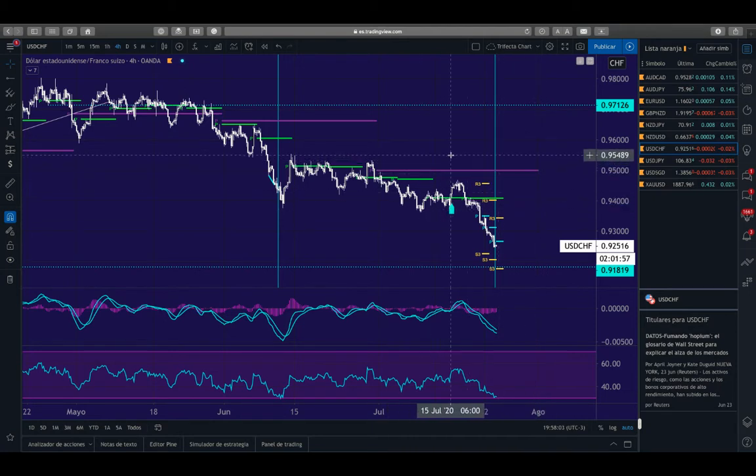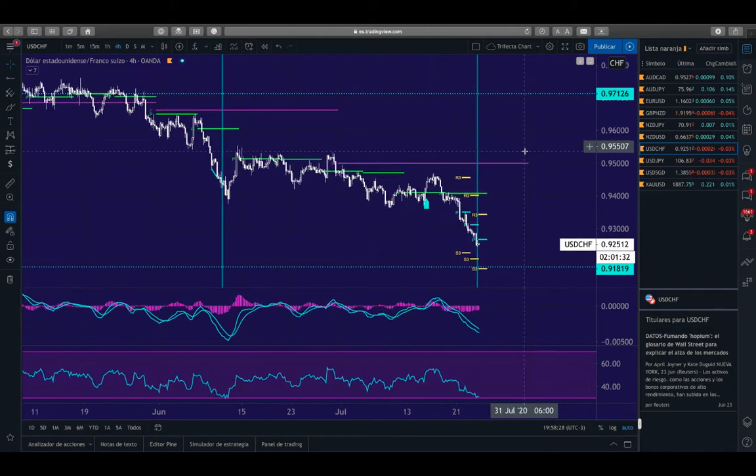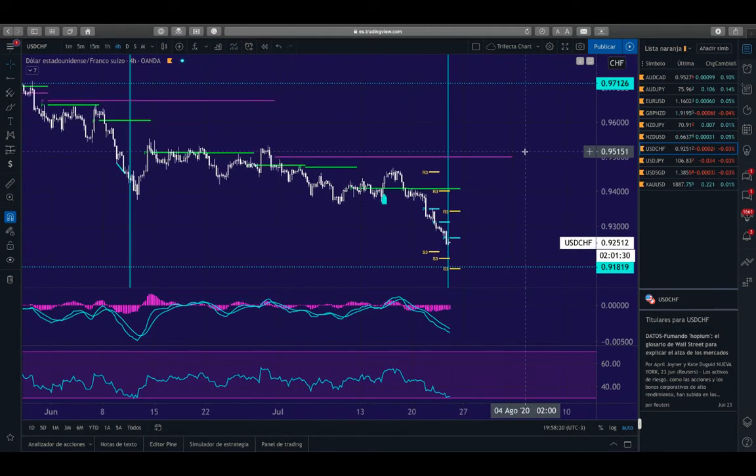We know that the Swiss franc is the... I don't know if this is a word in English, the refuge. I don't know if it's the safe place, par excellence. I don't know. My mind is working in Spanish today.